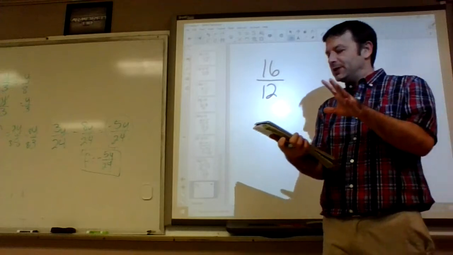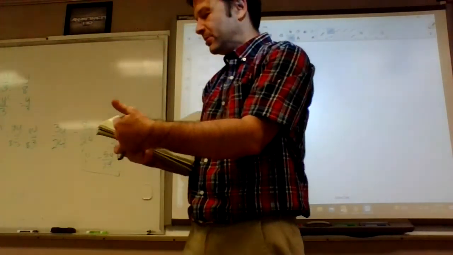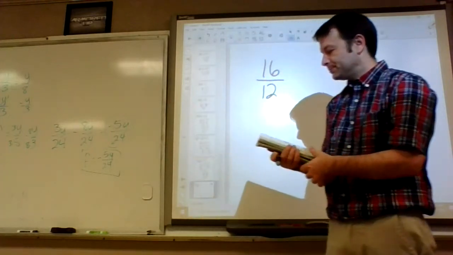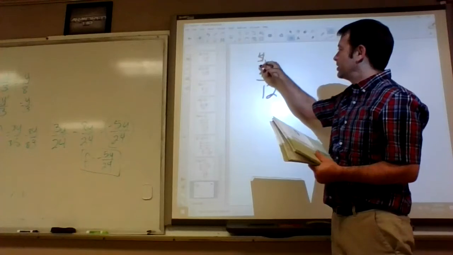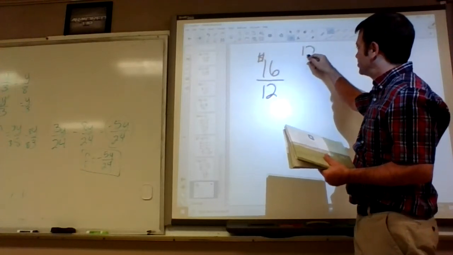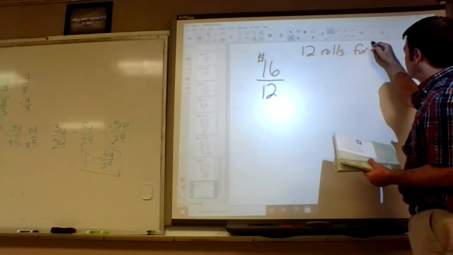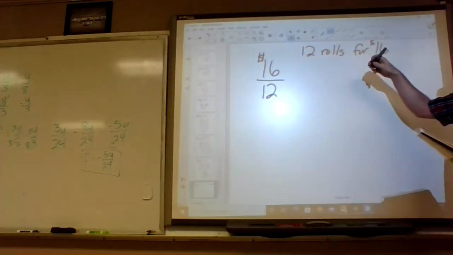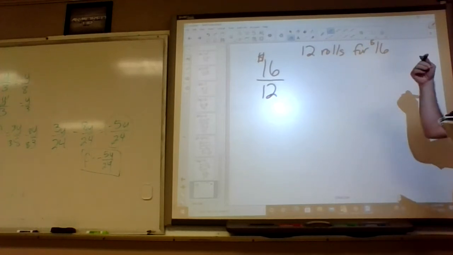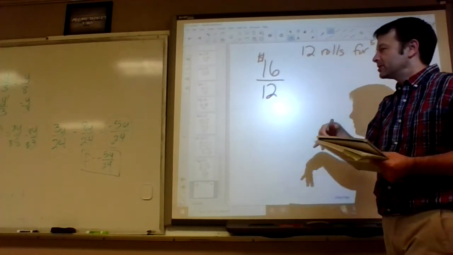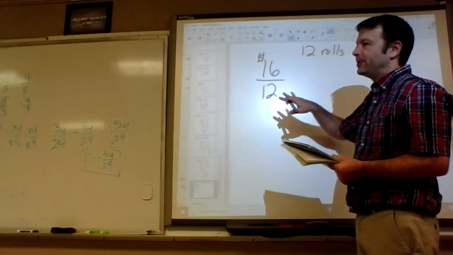The difference is that on 5 through 8, they always put the second number second, and on this one, they put it first. They wrote 12 rolls for $16. I don't want to know how many rolls I can get with $1. I want to know how many dollars one roll costs. I want rolls on the bottom and money on top, so I need to divide by 12.